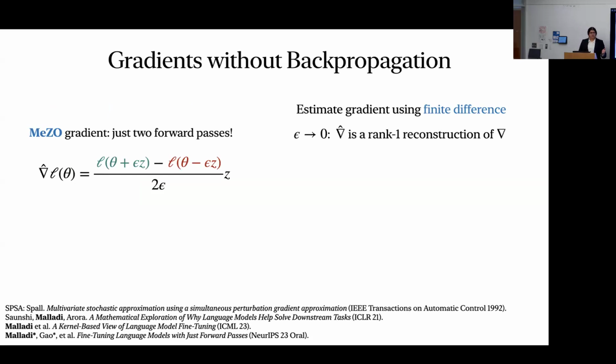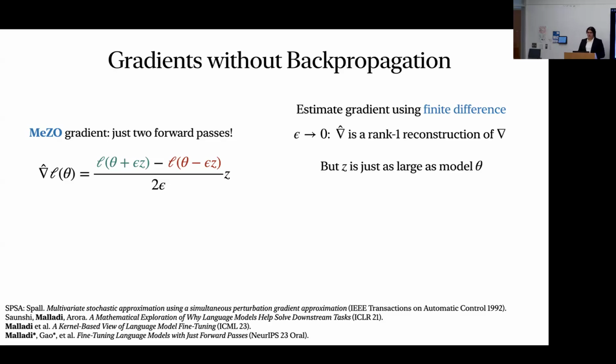And as the scale of the perturbation goes to 0, this gradient estimate is going to be a rank 1 reconstruction of what the true gradient was. In other words, this is an unbiased estimator for the gradient, and z controls what direction of the gradient you're able to measure via this finite difference.